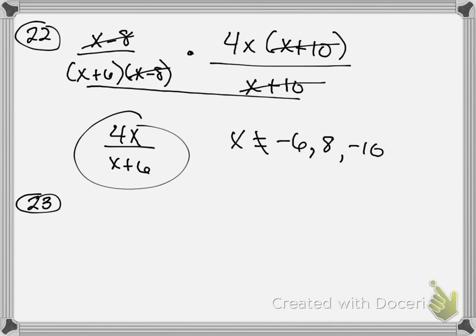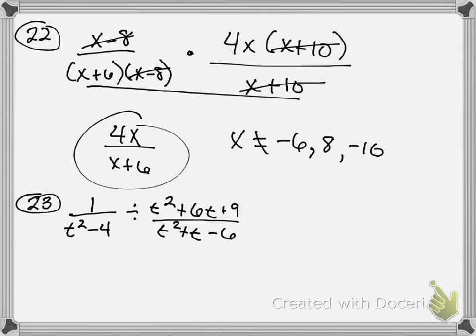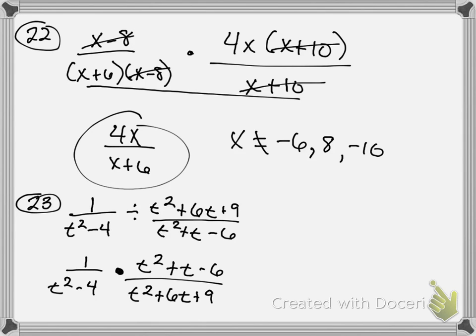23 happens to be a division problem. Keep, change, flip. Yep, keep, change, flip. So that's going to come into play here. Over t squared plus t minus 6. So I need to change this problem to be multiplication. And then it's t squared plus t minus 6 on top, and t squared plus 6t plus 9 on the bottom.